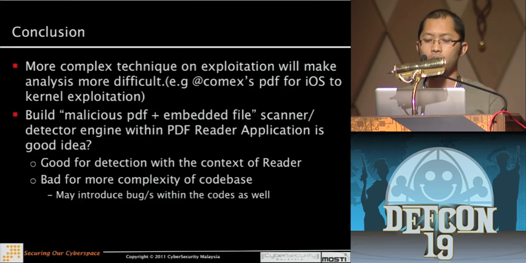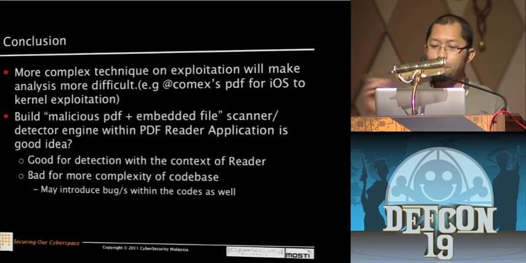And of course, a malicious PDF scanner or detector engine within the reader application itself is a good idea, because you have the context within the PDF reader. But for some reason, I think it's also a bad idea. If you add another engine on top of it, you add complexity to the code base, which also means bugs within the engine itself. It would be embarrassing to have the code that does the scanning for malicious stuff also be vulnerable to bugs, all right? So pretty much that's the conclusion.